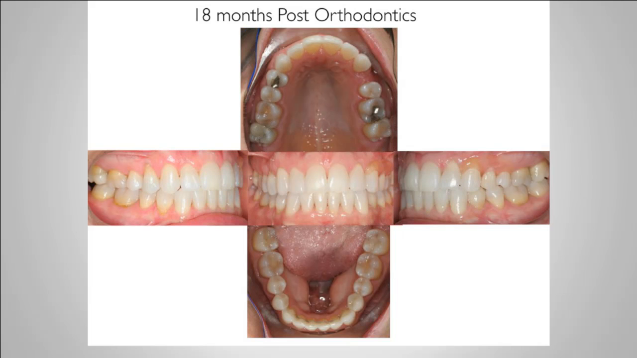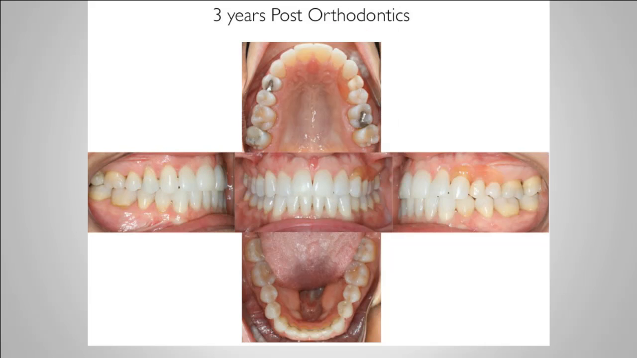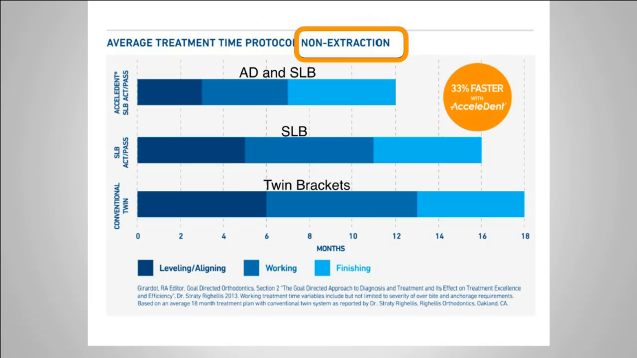Arches are holding. At this time, she's using a little clip-on prosthetic until she decides what kind of restoration to place. Here she is 3 years later. Stability is still there in the upper arch as well as the overbite.